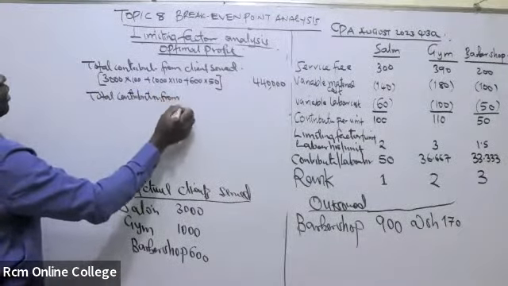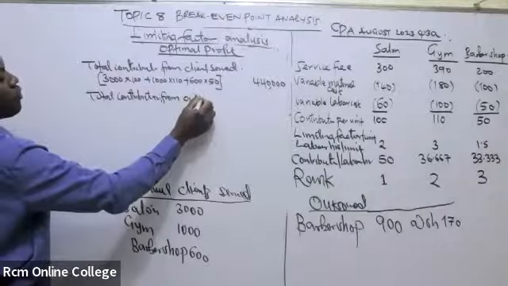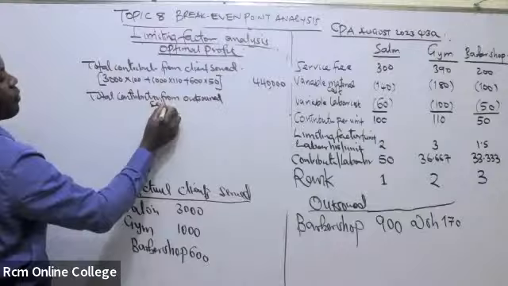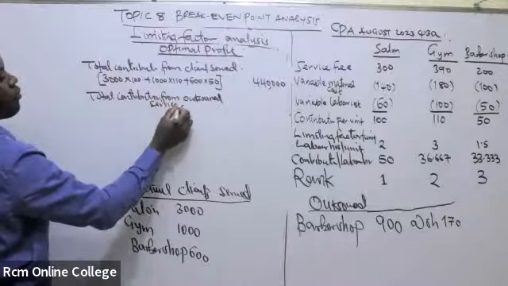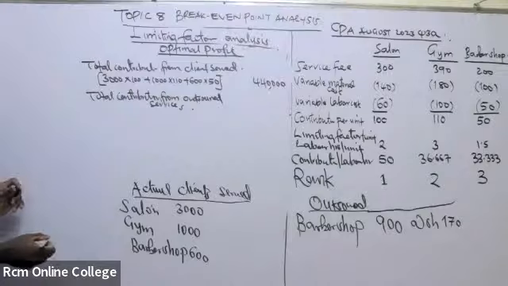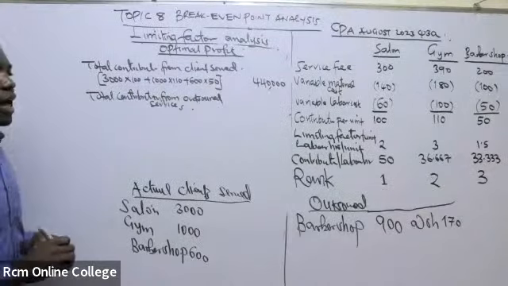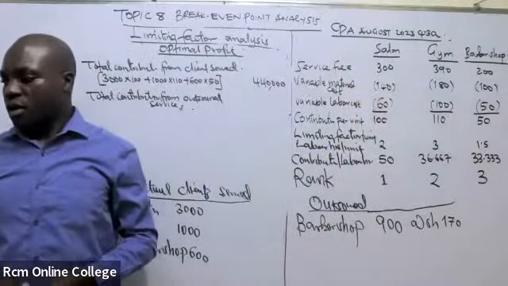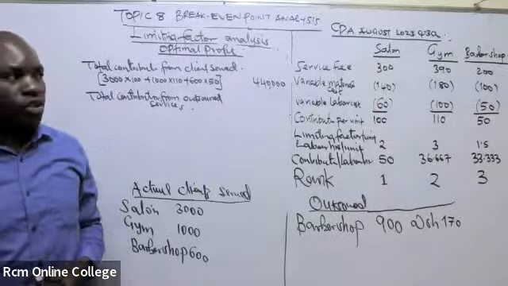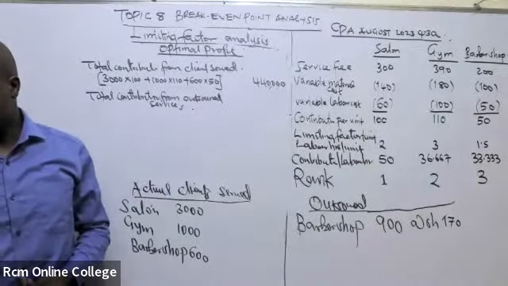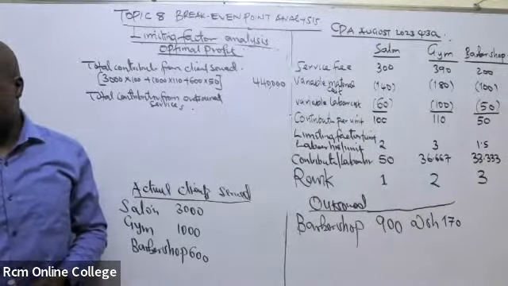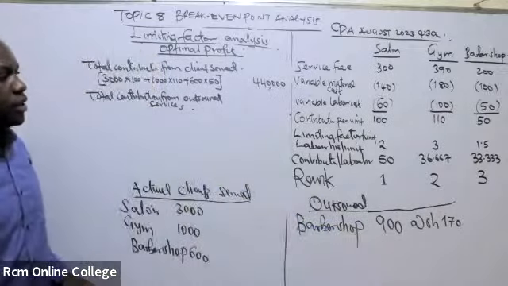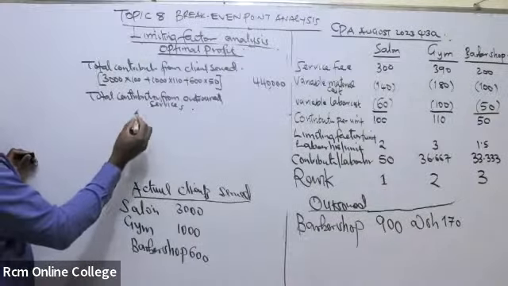from outsourced services. Total contribution from outsourced services. How many clients were transferred to another barber shop? It is the 900 clients, right?